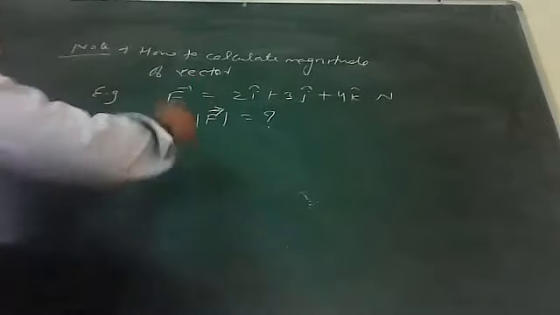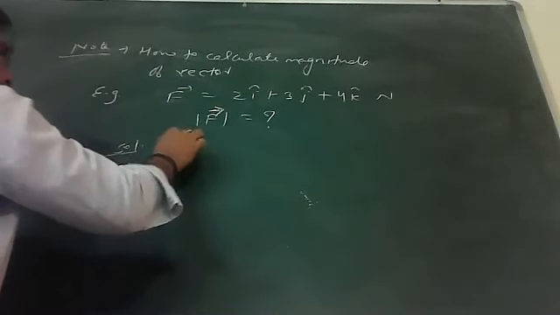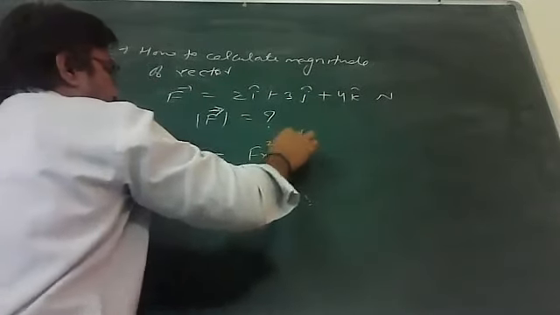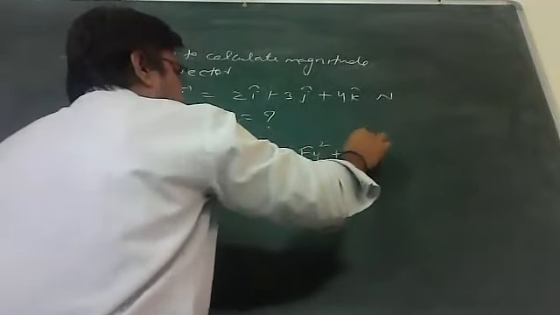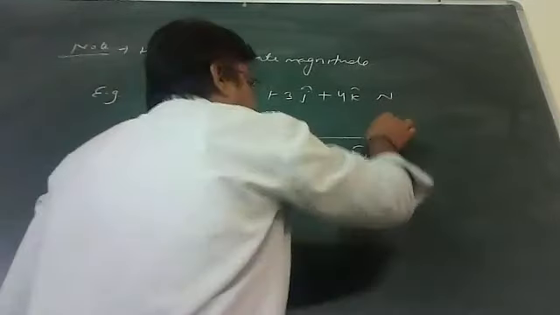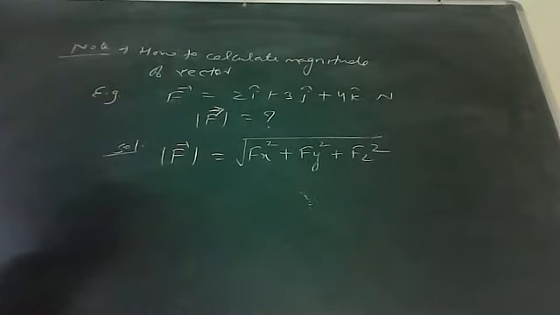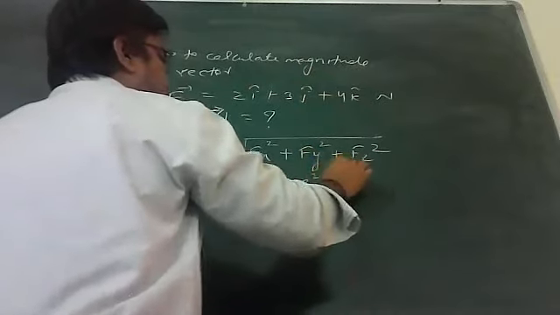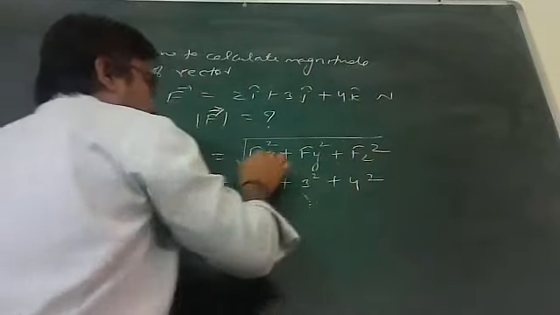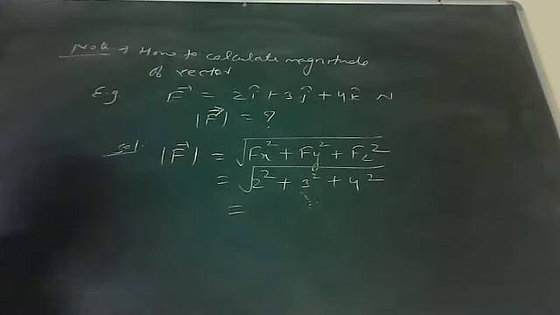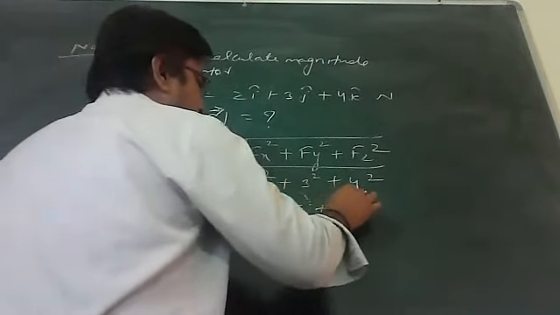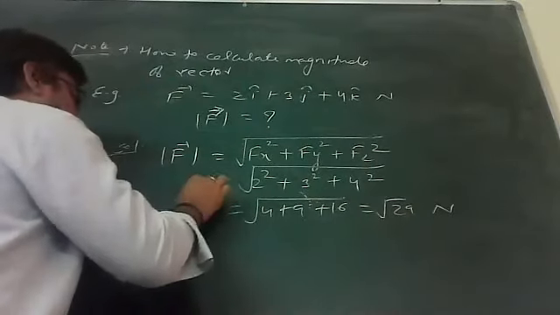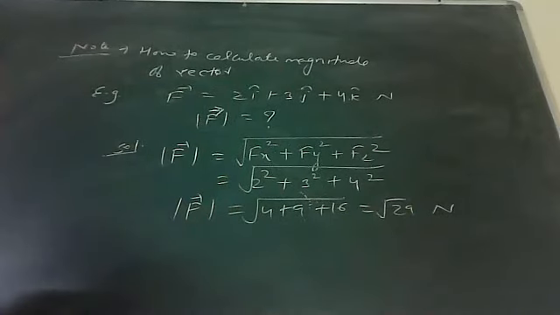So how will you obtain it? I'm giving you the way. For obtaining the magnitude, I will take the components fx square plus fy square plus fz square and make the square root of all of these. Fx is 2 squared, fy is 3 squared, fz is 4 squared. You will get 4 plus 9 plus 16, so it will be root 29 Newton. This is the modulus of this force.